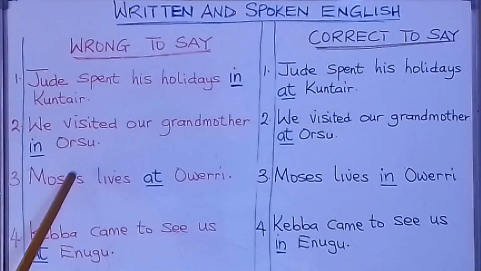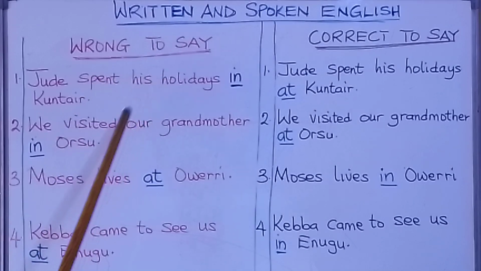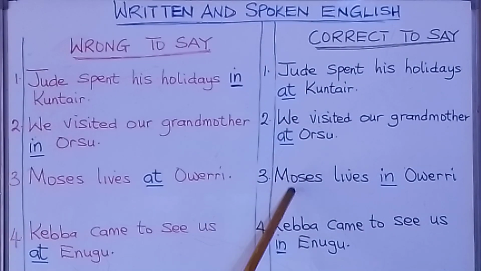Now, it's wrong to say Moses lives at Owerri when you are talking about large cities or countries. It's wrong to say Moses lives at Owerri because Owerri is a large city. Instead, you should say Moses lives in Owerri. Wrong to say Keba came to see us at Enugu. No. The correct way to say that is Keba came to see us in Enugu.